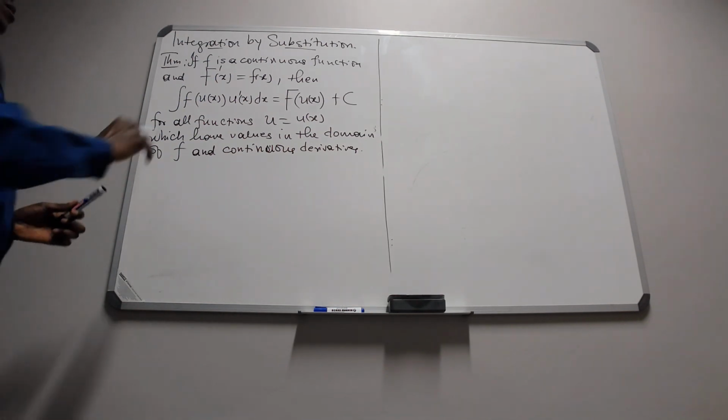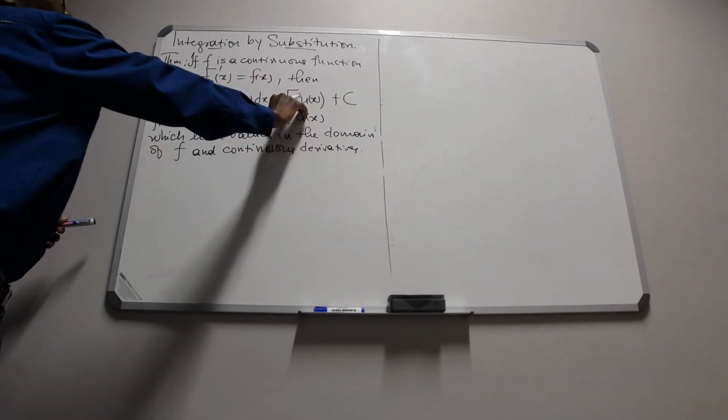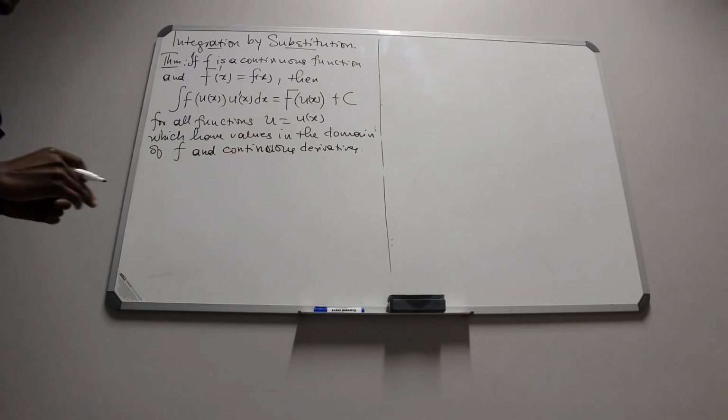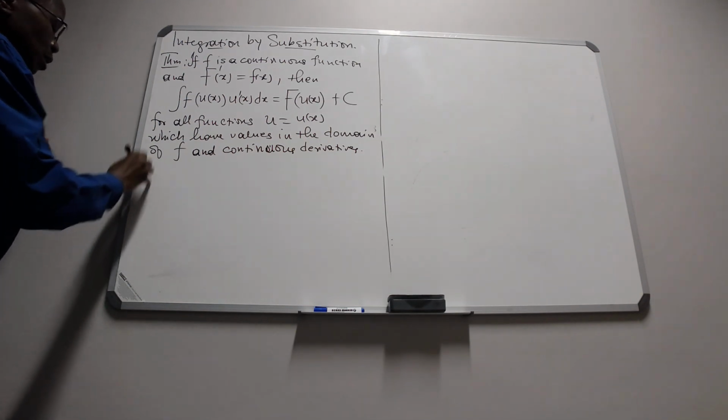So basically, we're saying that if we're given a function like this, then we conclude that the integral will be given in this format. So we just need to do some substitutions. Let us see how this formula, the theorem, works. Let us prove it.